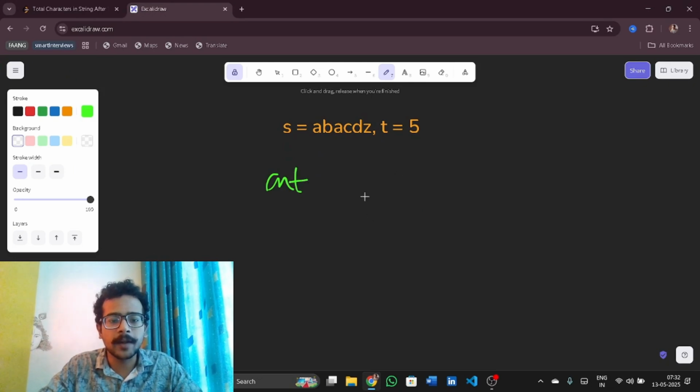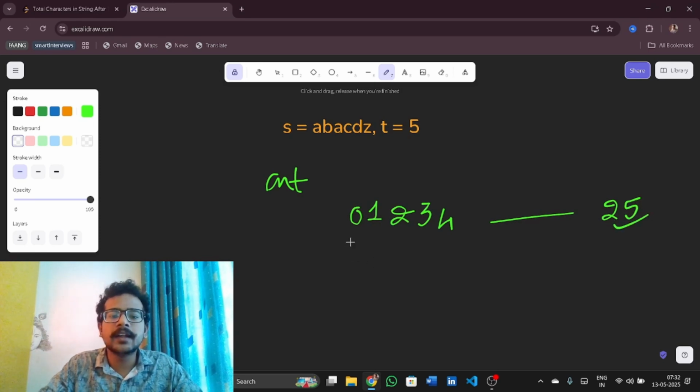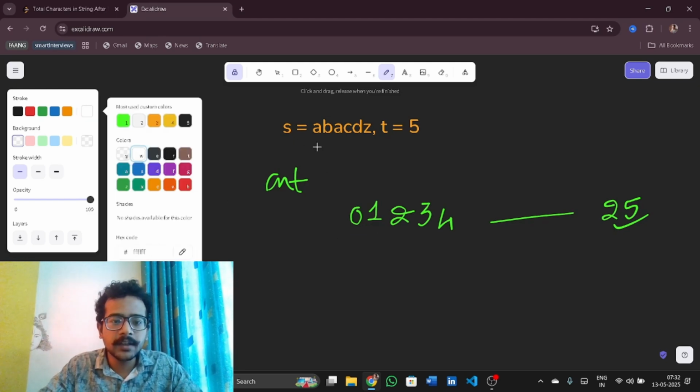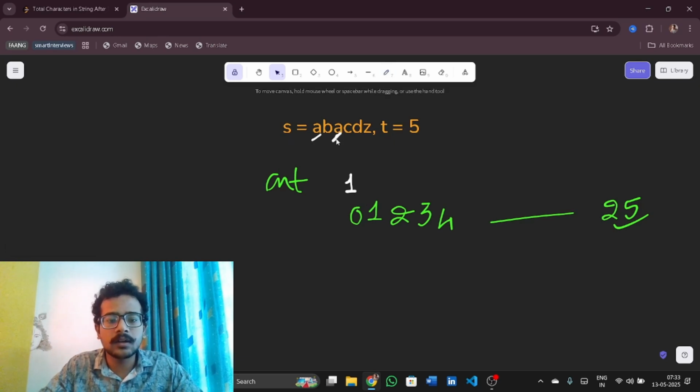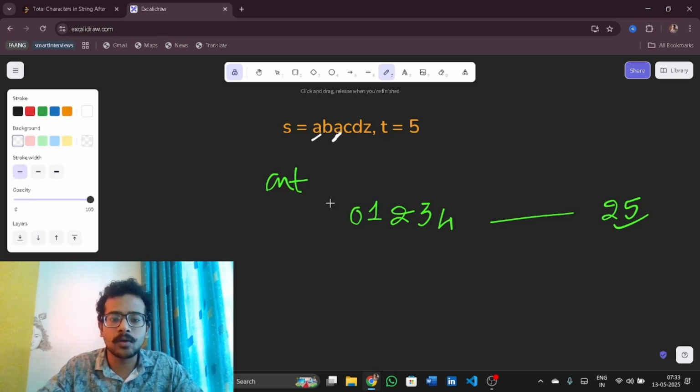I'm just using the count array. Now, 0, 1, 2, 3, 4, until 25. 25 is for Z, 0 is for A, 1 is for B. I think you understood. Now, let us see A. How many times did I get A? 0 is nothing but A. If I go through this whole string, I got A 2 times.